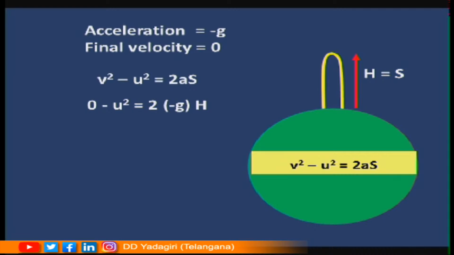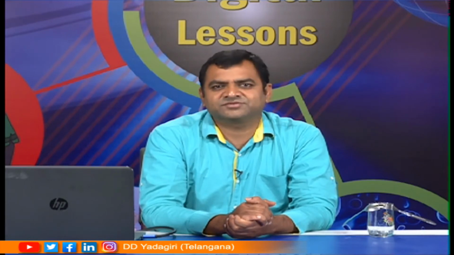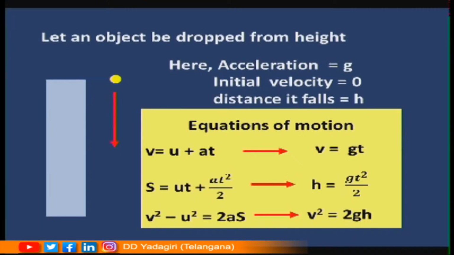Here h is the maximum height reached by the object. So, we get minus u square equal to minus 2 g h, that is h is equal to u square by 2 g. Now, let us study the motion of the object as it falls down. Consider an object which is dropped from a height. Now, the equations of motion can be written as follows.